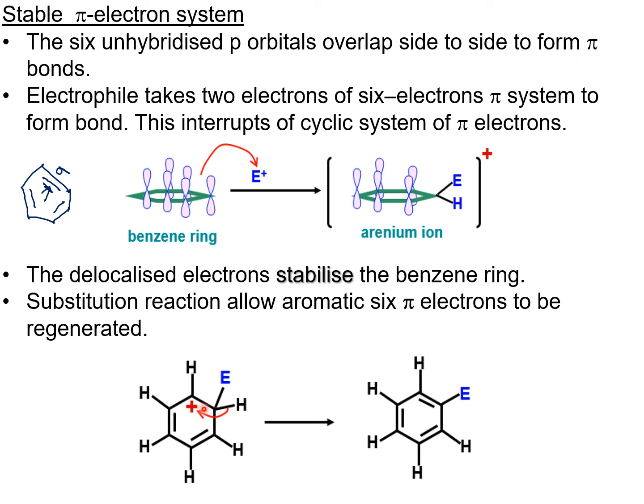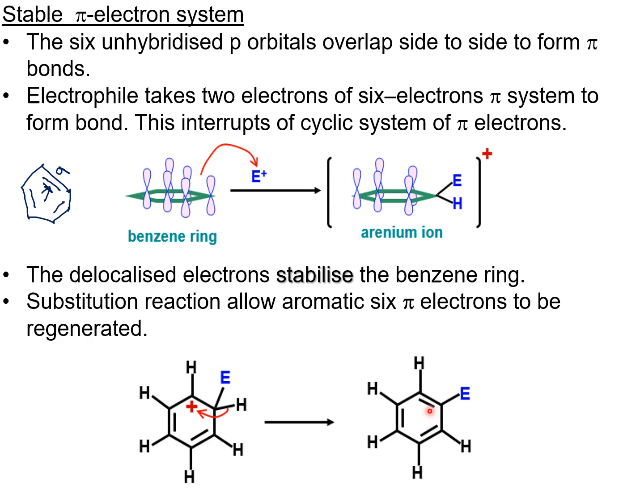Okay, then when it becomes a single bond like this, the benzene ring is not stabilized. We need to know that the delocalized electrons will stabilize the benzene ring. So to stabilize the benzene ring, you have to do delocalization, which I will teach you later when we do the reaction mechanism of benzene. Okay, and the substitution reaction will allow the aromatic 6 pi electrons to be regenerated.